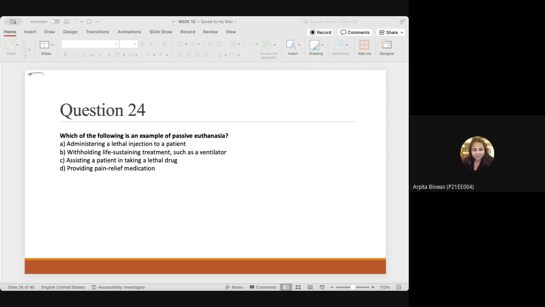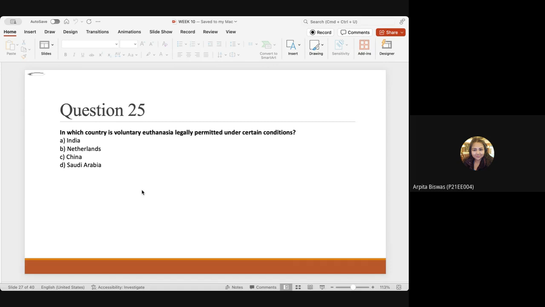So what is the right option? So question number 24, the right option is option B. Okay. Withholding life-sustaining treatment such as a ventilator. Okay. So next, move toward question number 25. In which country is voluntary euthanasia legally permitted under certain conditions?